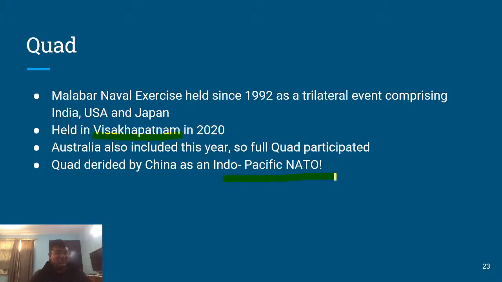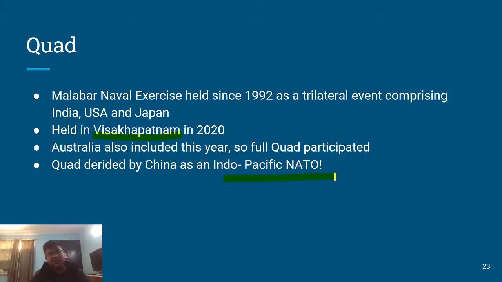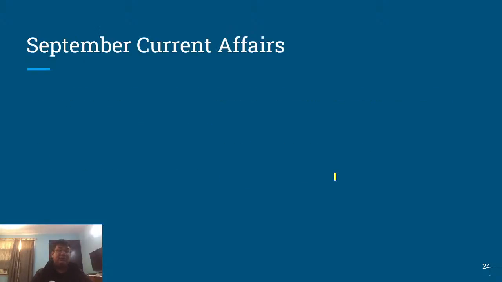NATO was actually a very strong organization. Whichever side of the divide one is on, that's a separate point. But NATO, let's face it, was a very strong group. So if China considers the Malabar Naval exercise, the Quad, as something of a NATO, I think that's a good one. It's a backhanded compliment, which I'm personally quite proud to be part of.